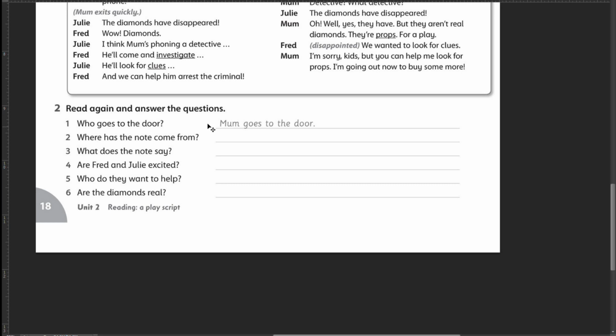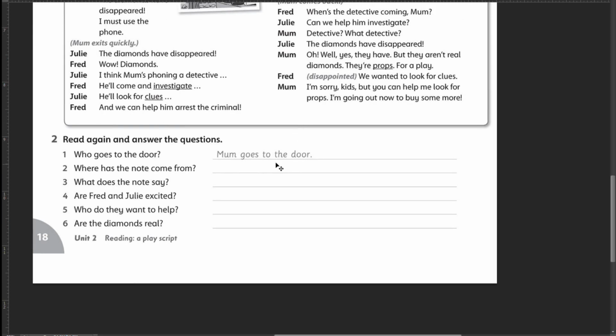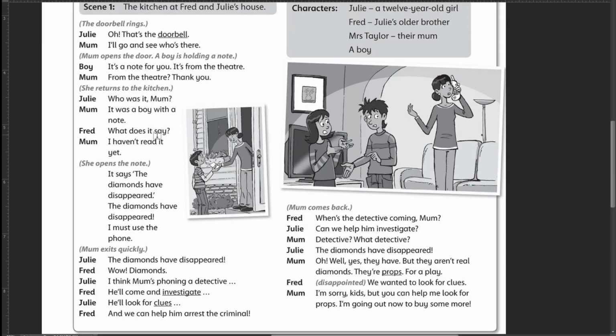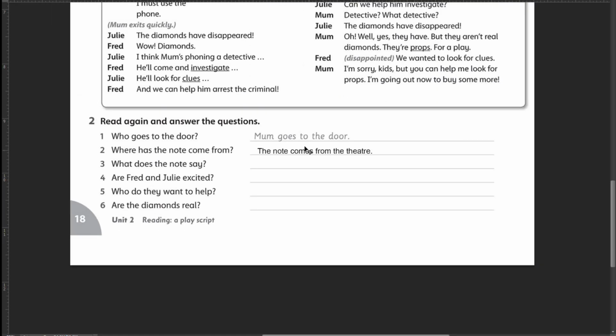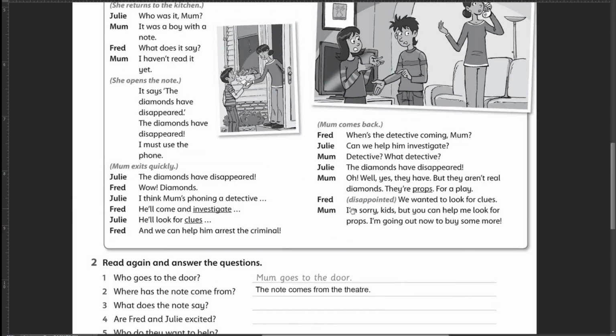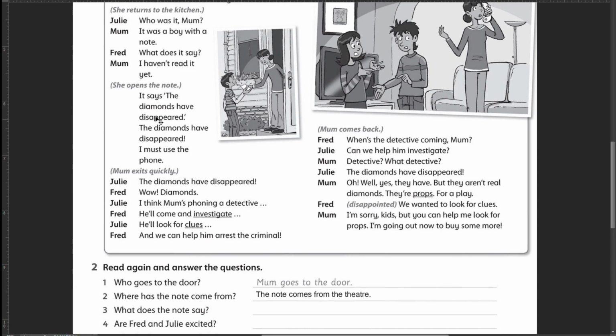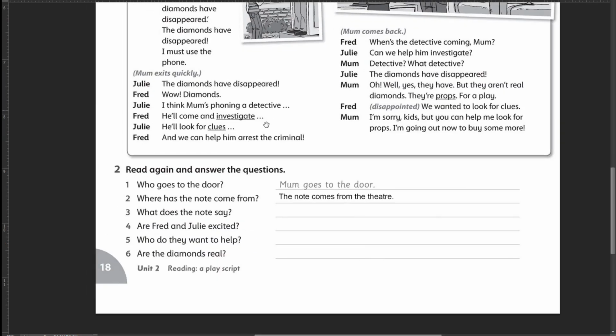Who goes to the door? Okay, so the answer is Mom goes to the door. Okay, number 2, where has the note come from? The boy said it's from the theater. So the note comes from the theater. Okay, so what does the note say? So the note says, the diamonds have disappeared. I must use the phone.